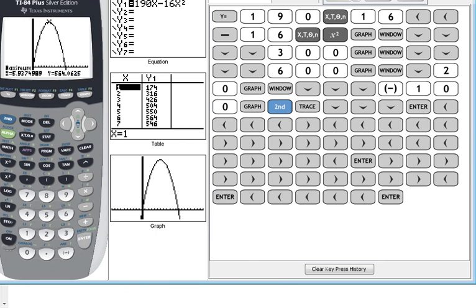And boom, it spits out exactly where my maximum point is. My maximum point is at an x value of 5.937 and at a y value of 564.0625. So let's write that down. Our maximum is 5.937.